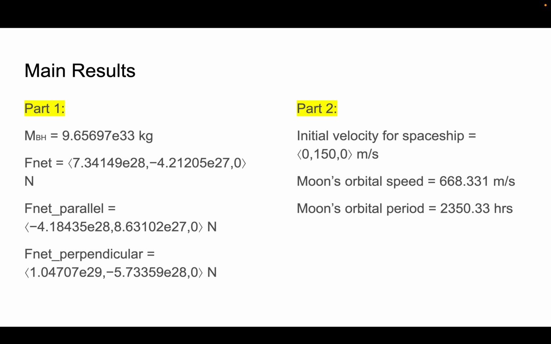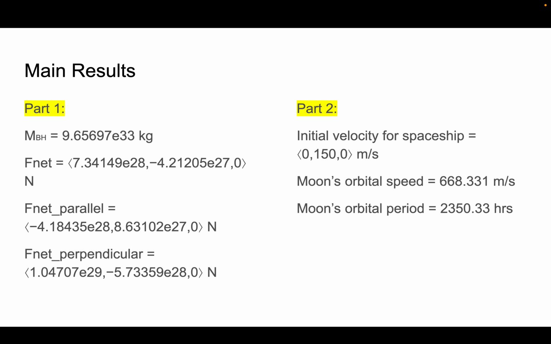So the main result of Part 1 is that the mass of the black hole is approximately 9.66 times 10 to the 33rd kilograms. You can also see the vectors of the Fnet, Fnet parallel, and Fnet perpendicular, all in newtons.